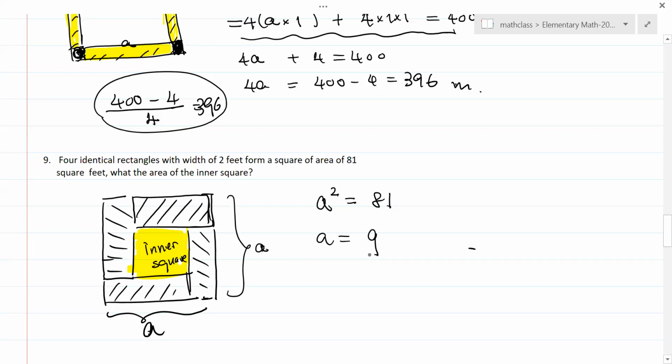Okay, now if A is 9, right, then how do you find the length, the side length of the inner square, right?